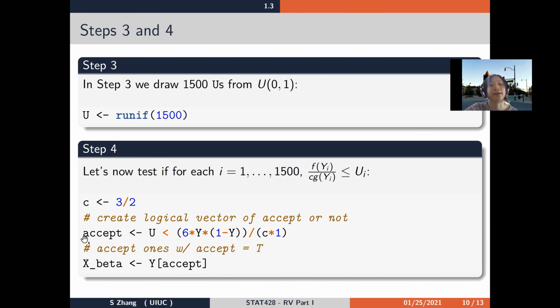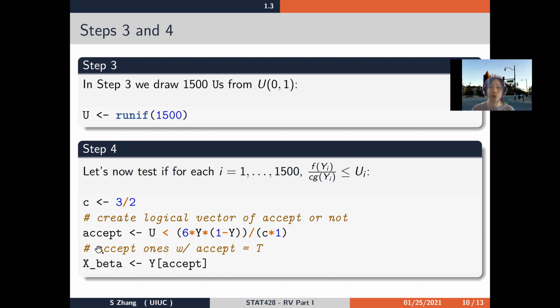To do this, let's say accept is assigned a value of the outcome of the inequality test of u less than f(y) over c g(y). So we know that f(y) is given by 6y times (1 minus y), and c g(y), with g(y) equal to 1, is just simply c times 1. So we're testing for each of the uniform draws whether this is satisfied. And then this outputs a true-false vector, which tells us whether each of the y's should be accepted or rejected.